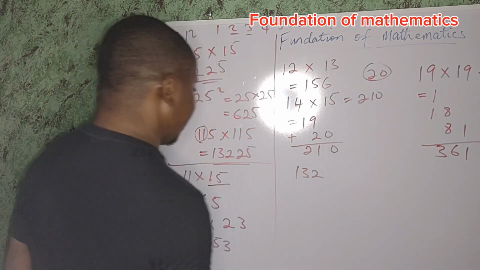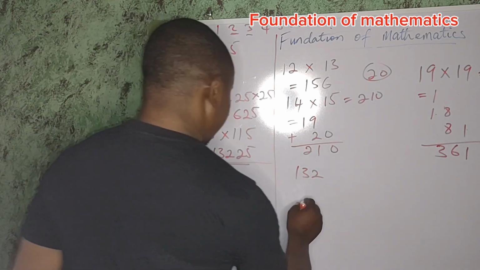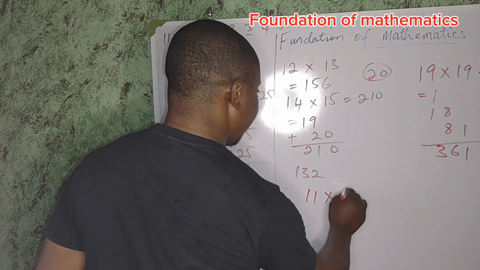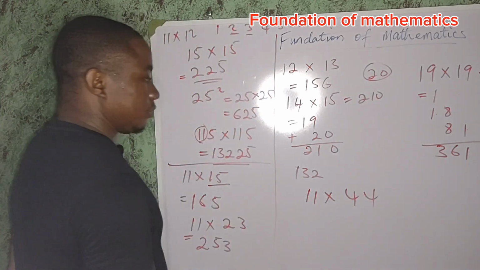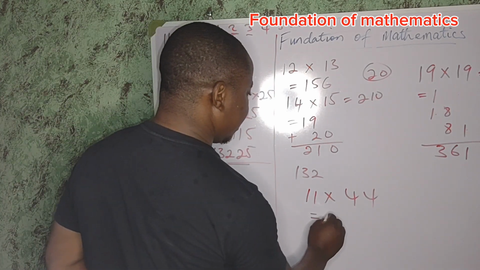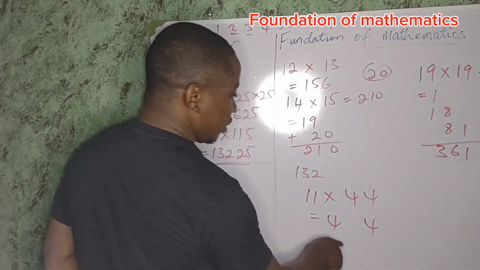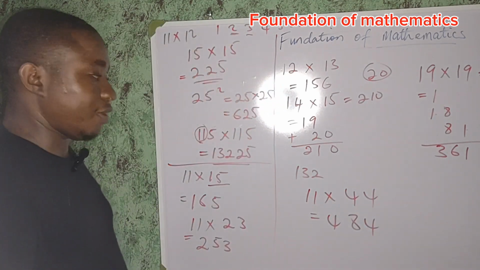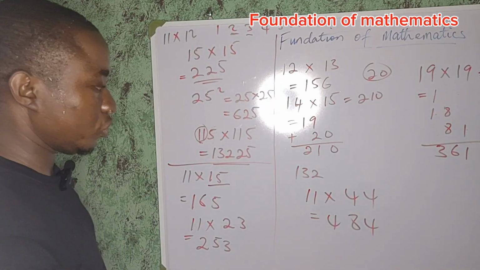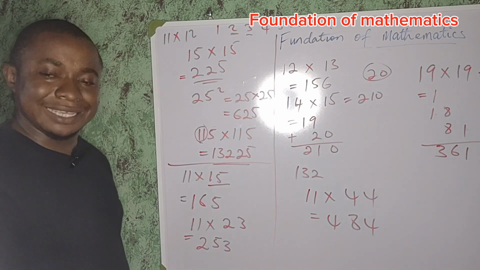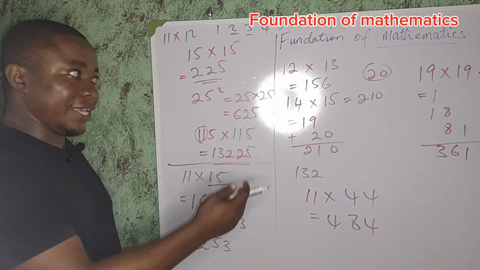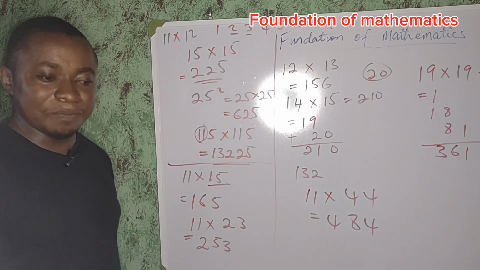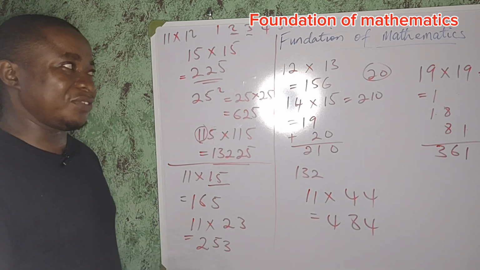You can try it with other numbers. We now look at, let's say, 11 times 44. What would that give you? Of course, you simply spread this 4 and 4. Then you now add 4 plus 4, you have 8. You have 11 times 44 to be 484. With this, it will make your mathematical life more simple and easier, without necessarily making use of a calculator.